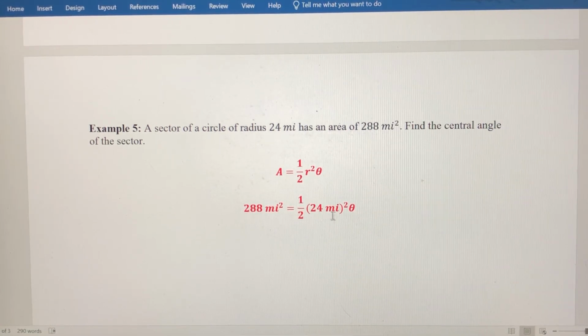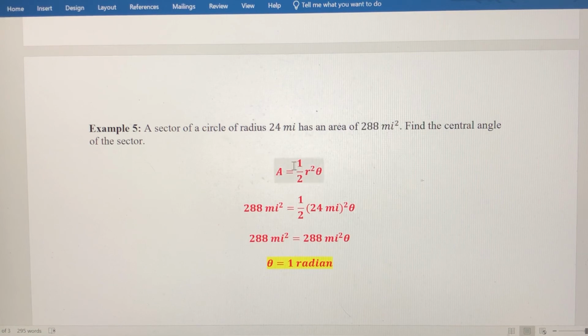Now, when I square 24 miles, I get 576 miles squared. And then when I take half of that 576, I get 288. So 288 miles squared equals 288 miles squared times theta. So I'm going to divide both sides by 288 miles squared to get theta alone, and 288 miles squared divided by itself is 1. So theta, the central angle here, has a measure of 1 radian.